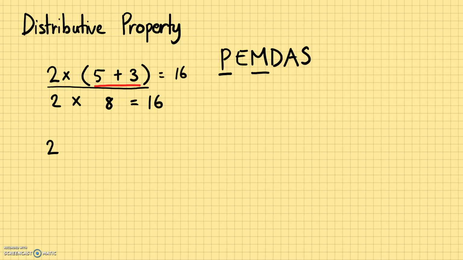But another way, I'm just going to write the same problem down here. Another way that you can solve this is that you can distribute the 2 to both parts inside the parentheses. So that means you're doing 2 times 5, and then there's a plus in between, and then you're doing 2 times 3.